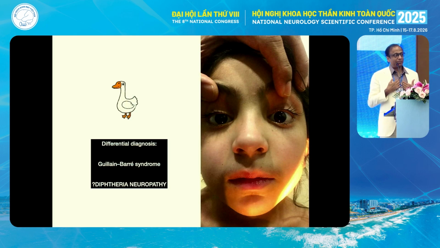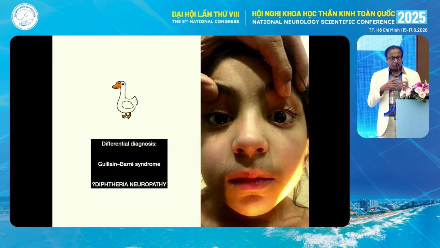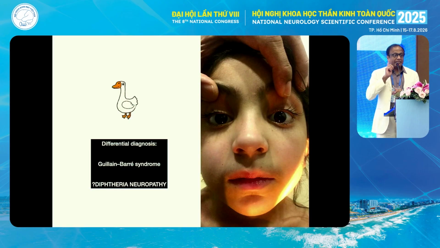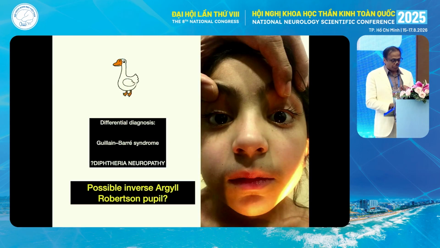Now, at this point, I was very nervous because I've not seen, in my practice, before I saw this girl, I've never seen a case of diphtheria, let alone diphtheric neuropathy. But I remembered that one of the key signs in diphtheric neuropathy is the inverse Argyll Robertson pupil.